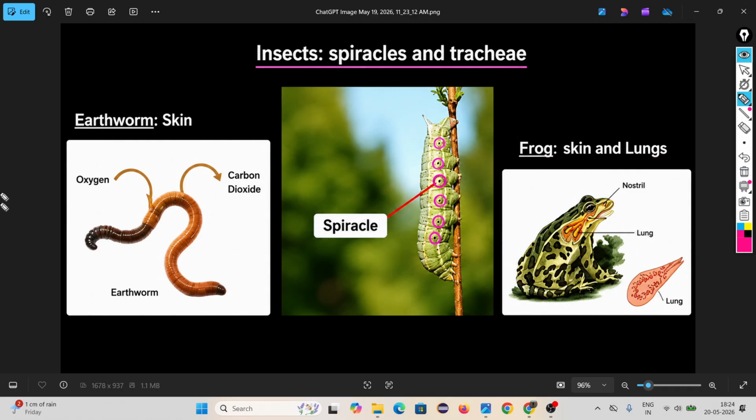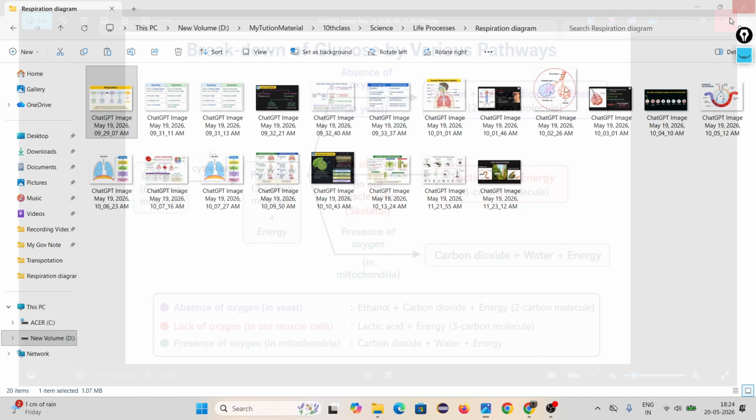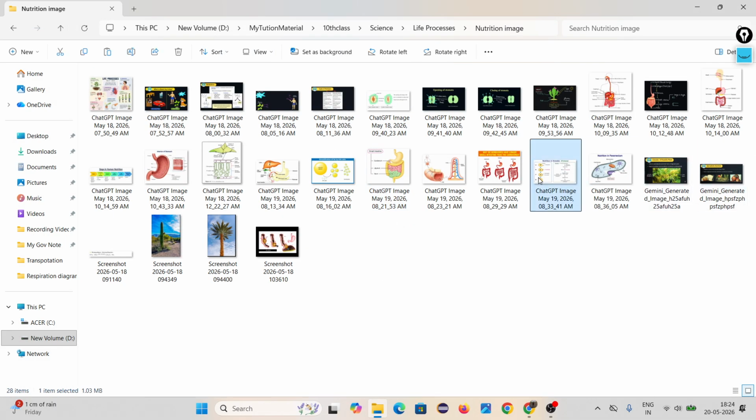In the exam they will ask you the respiratory organ. You remember: skin and lungs for a frog, spiracles for insects, skin for earthworm, lungs for human beings, gill for fish, stomata and lenticels for plants. Till this we completed respiration, the second process of our chapter. One thing remaining from nutrition, that is how amoeba.